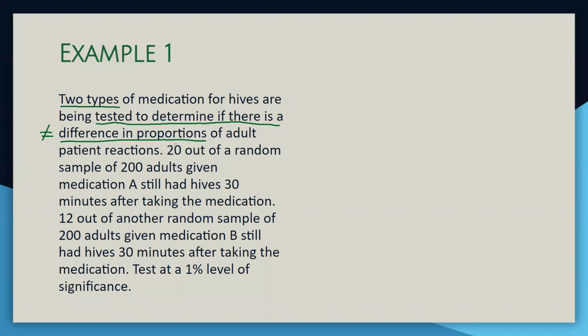Then let's go ahead and color code the rest. So 20 out of a random 200 still had hives after 30 minutes. So that's X1 and N1. And then the next sentence says 12 out of 200 still had hives 30 minutes after taking the medication. So X2, N2. And then the very last piece of information they give us is test at a 1% level of significance. Alpha equals 0.01.